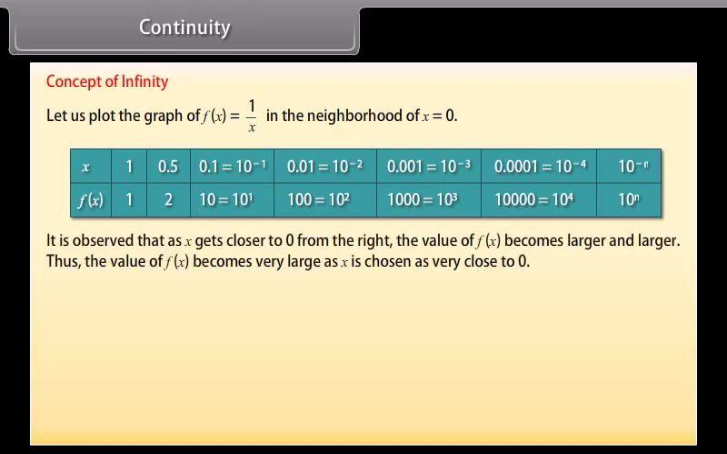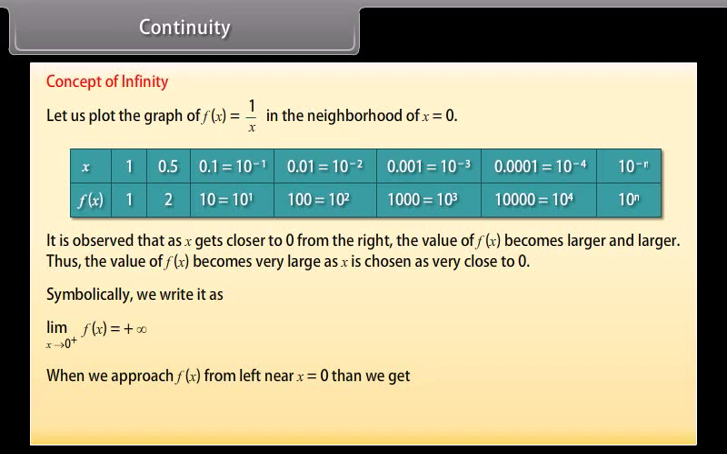It is observed that as x gets closer to 0 from the right, the value of f(x) becomes larger and larger. Thus, the value of f(x) becomes very large as x is chosen very close to 0. Symbolically, we write it as limit as x approaches 0 plus of f(x) = plus infinity. When we approach from the left near x = 0, we get limit as x approaches 0 minus of f(x) = minus infinity.